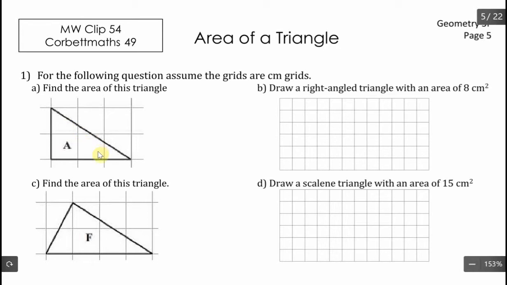But there is a method that we're going to use to find the area of the triangle, and it relies on us knowing how to find the area of a rectangle. So that's why it's so important that you've seen the video above. So let's start with question 1a.